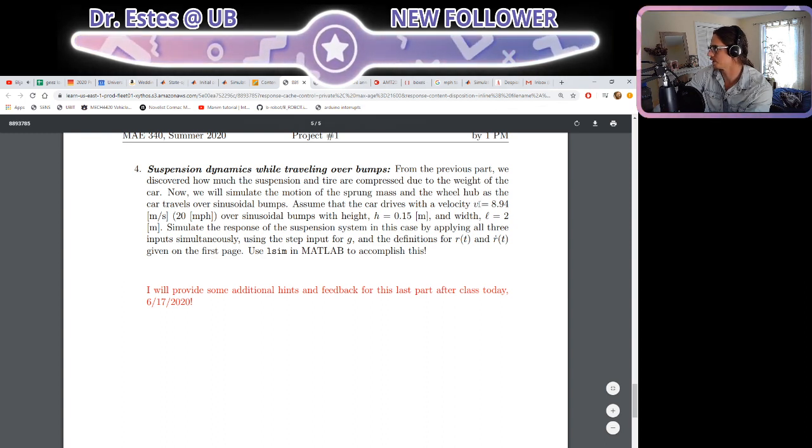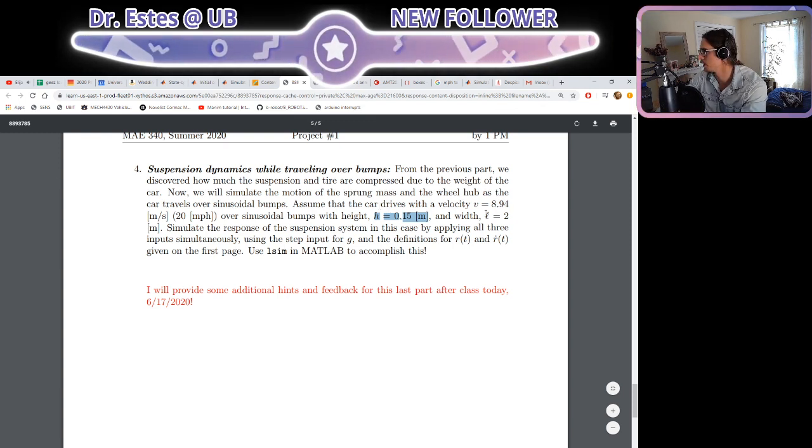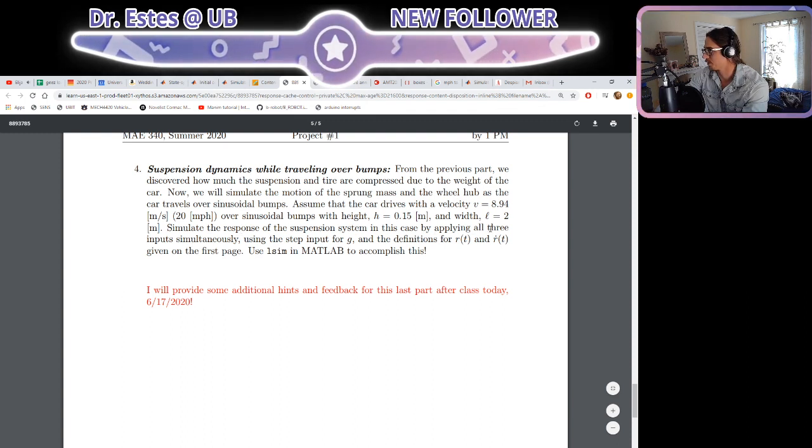I'm just defining the velocity to be 20 miles per hour. The height of the bump is 0.15 meters, which is like 6 inches. The length of each bump is 2 meters. And so we're going to simulate the response of the suspension in this case. But we're going to be supplying 3 inputs simultaneously.